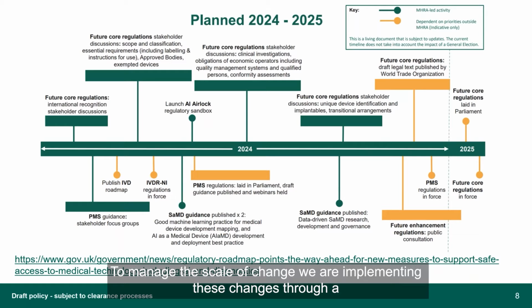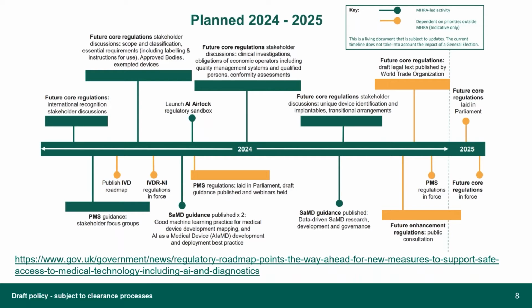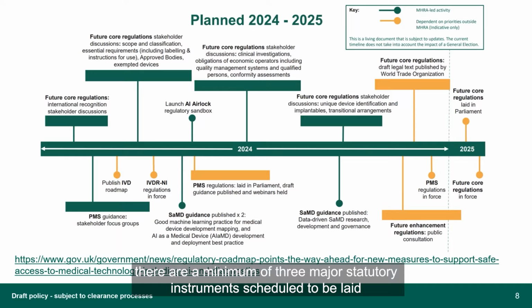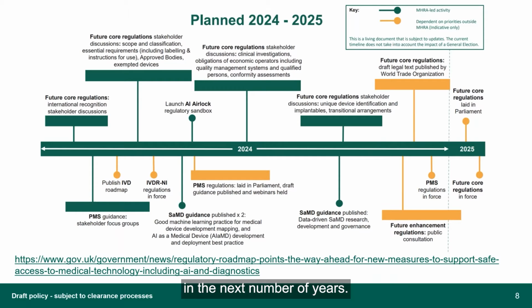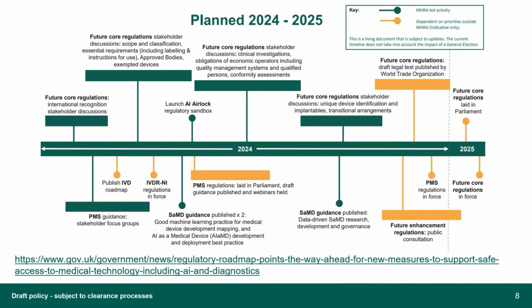To manage the scale of change, we are implementing these changes through a series of statutory instruments, also known as SIs. As you can see from the roadmap, there are a minimum of 3 major statutory instruments scheduled to be laid in the next number of years. In determining the content of these SIs, we have prioritised patient safety.